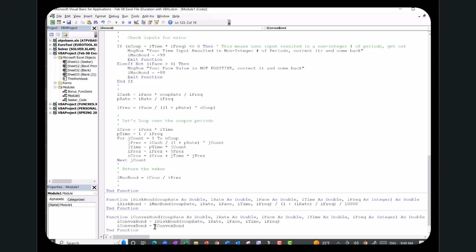Actually, I'm going to put here minus. I'm going to do it at iRate plus 0.0001. That is exactly 1 basis point. Okay, 0.01. Yeah, this is basically the change in convexity, the change in duration.